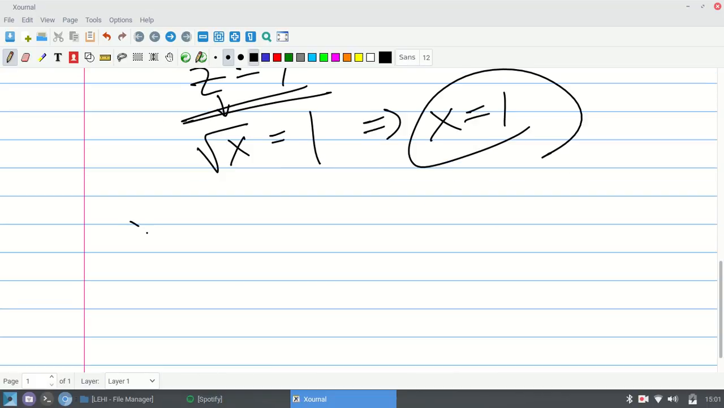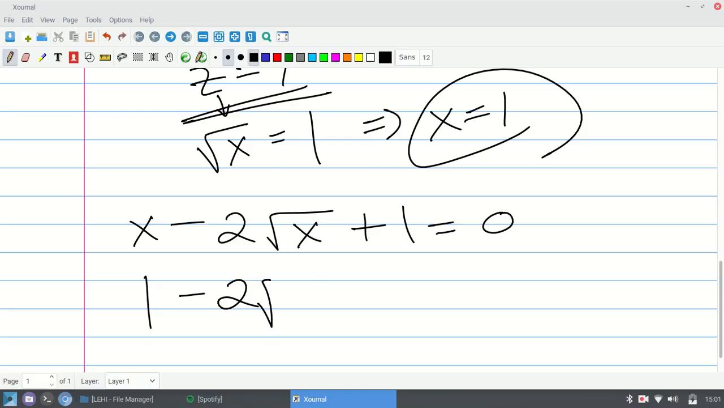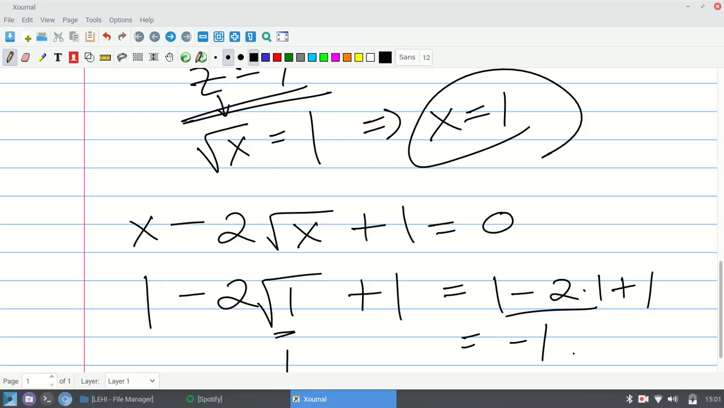Let me go back and check to make sure that this solution works. This was the original equation that we started with, so let's plug in the x value. 1 minus 2 times the root of 1 plus 1 equals, let's see. The square root of 1 is 1, so this turns into 1 minus 2 times 1 plus 1. 1 minus 2 is negative 1, plus 1, I end up getting 0. And that is what I should get on the right side. So I am good, and this is my answer.